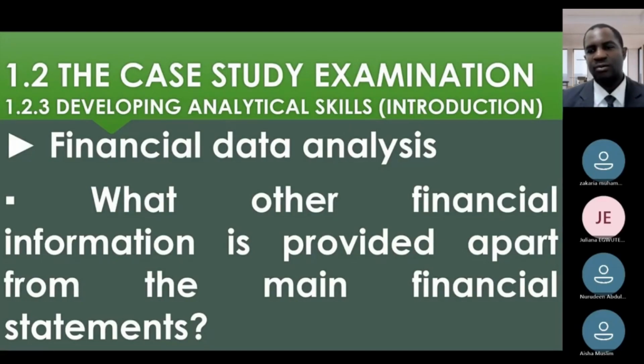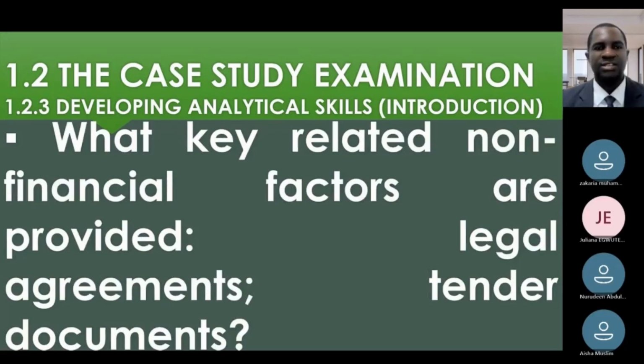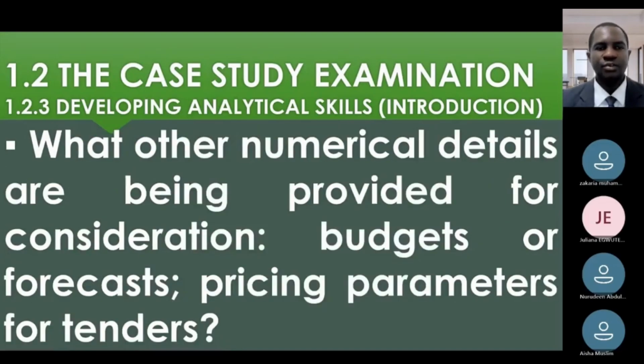So you should be able to ask questions like, what other information is provided? I need to analyze. You also ask what key related non-financial factors are provided, like legal documents, tenders, sustainability issues, other issues that are non-financial, ESG, so many new current issues that could be asked in the financial data analysis. You ask yourself also, what other numerical details are being provided for considerations? Are there budgets, forecasts, pricing parameters for tenders? So some of these have been tested in the past where the examiner brought forecasts and budgets. So looking at those past questions, you should be able to relate and address any of these exhibits or these questions or requirements when they are presented to you.